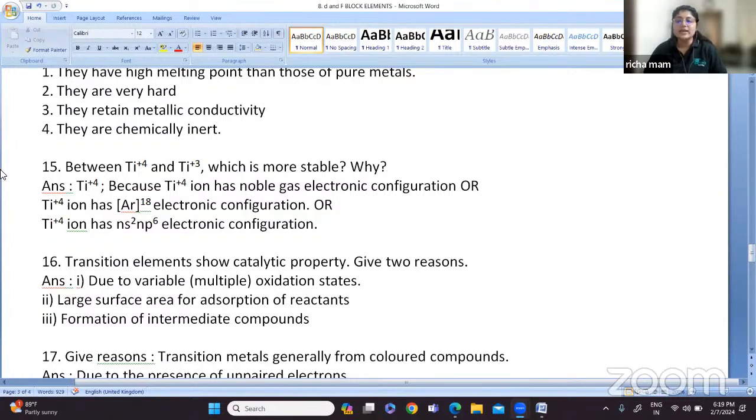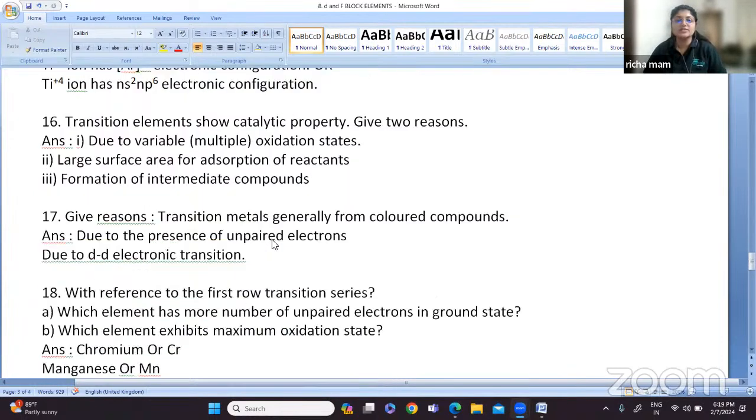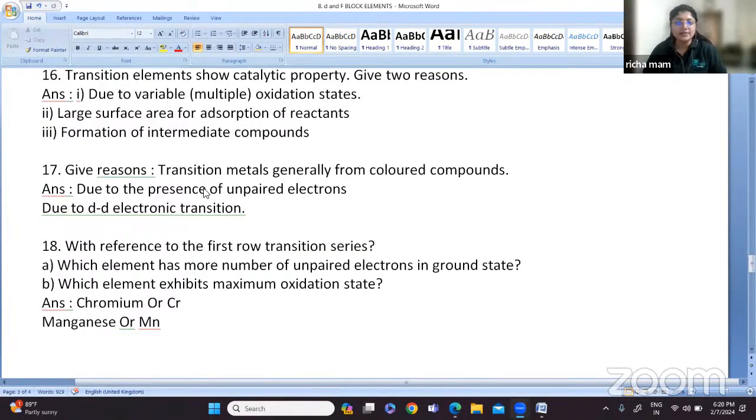Second, they have a large surface area for adsorption of reactant. Third is formation of intermediate compounds. Because of these also, they show catalytic properties. So these are some of the important reasons why transition elements show this catalytic property.